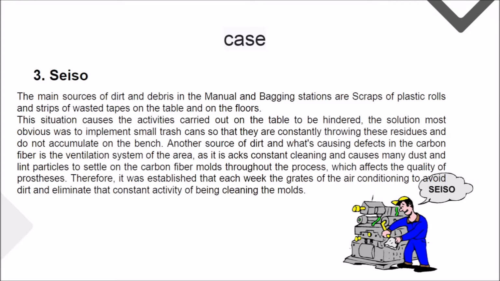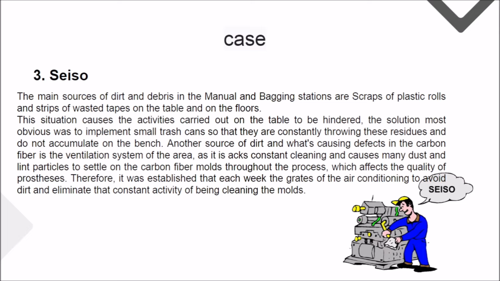Seiso. The main sources of dirt and debris in the manual and bagging stations are scraps of plastic rolls and strips of wasted tape on the table and on the floors. This situation causes the activity carried out at the table to be hindered. The most obvious solution was to implement small trash cans so they were constantly throwing these residues away and they do not accumulate on the floor.